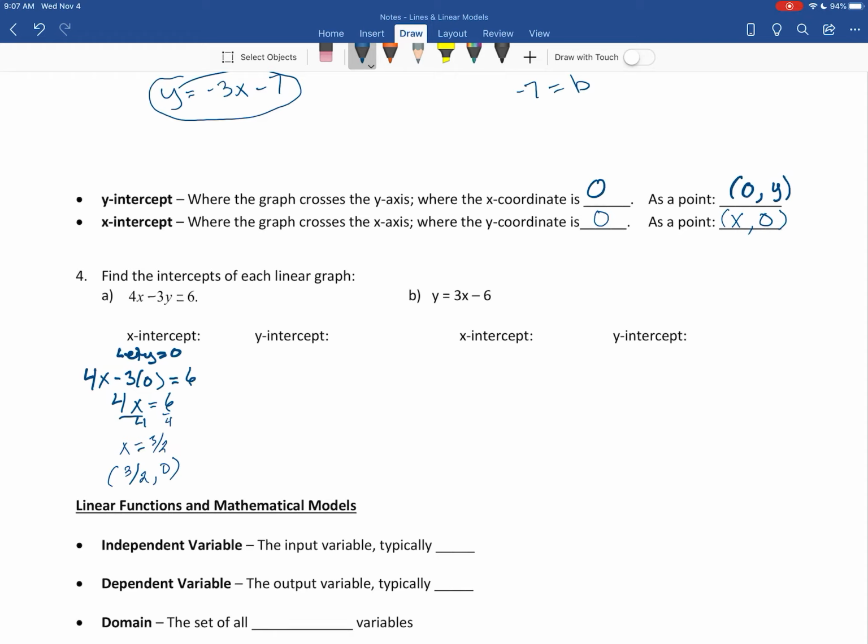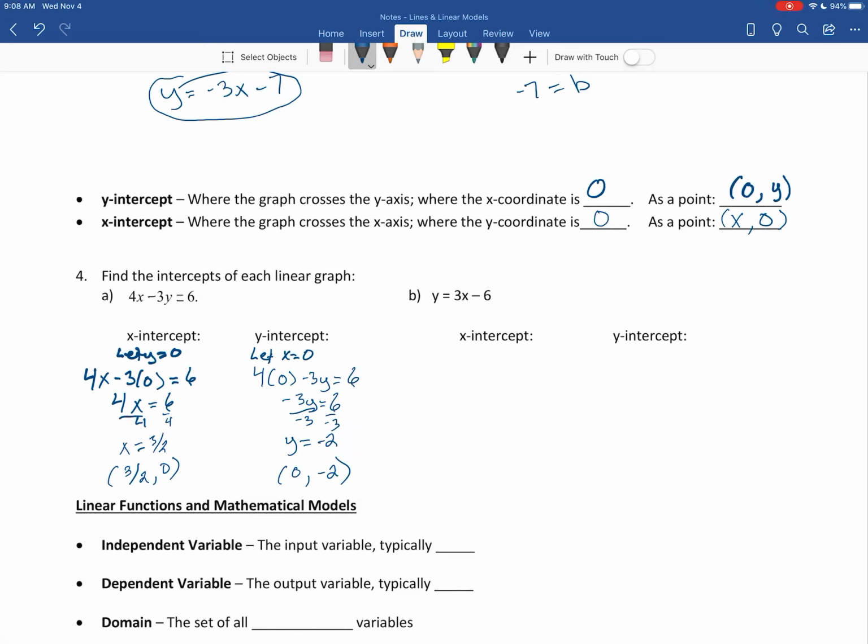Conversely, if I want to find the y-intercept, then I'm going to let x be 0. So y equals negative 2. As a point, that's the point 0, negative 2.